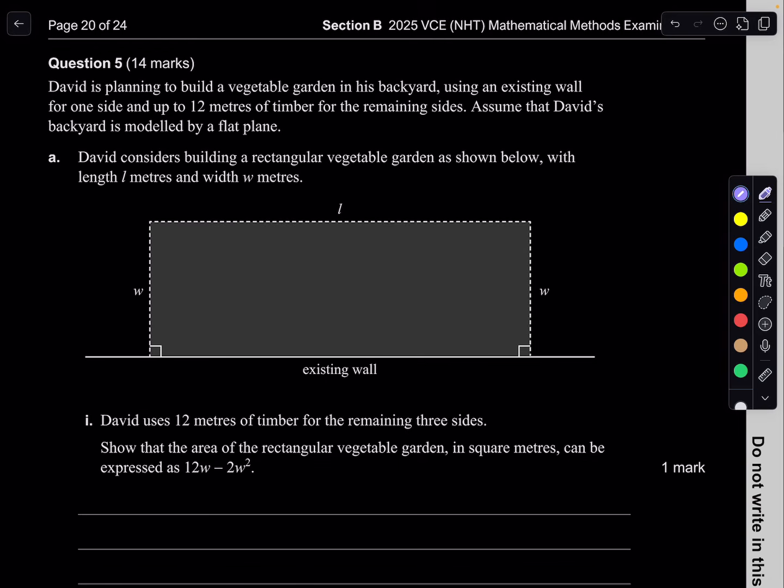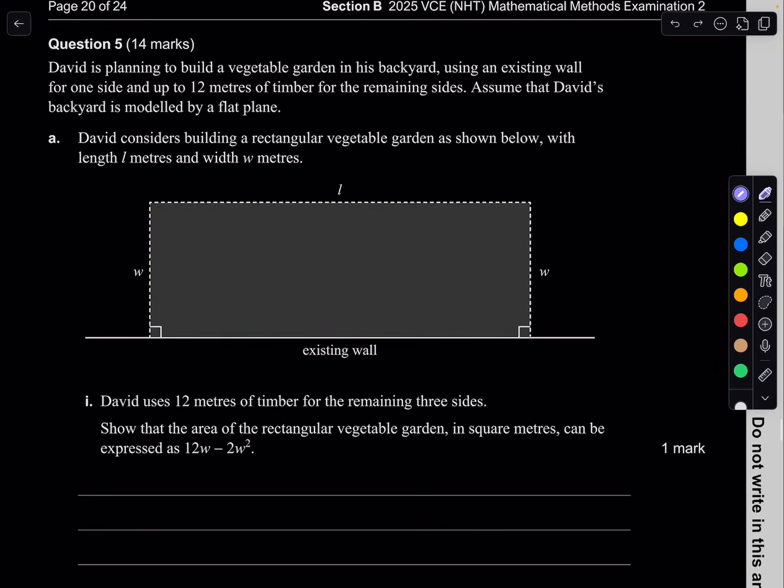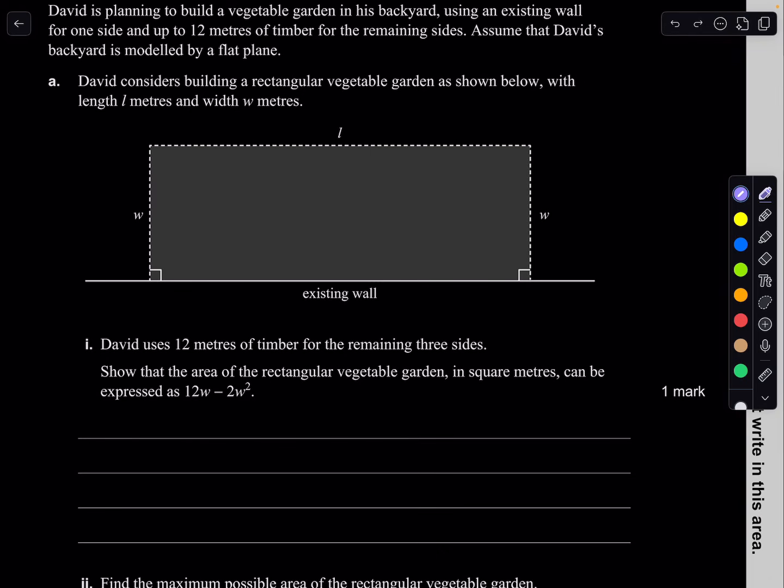So let's understand the scenario. Basically he has this existing wall here, and he has 12 meters of timber for these remaining sides. So this side, and this side. That makes sense, because that's a wall. He doesn't need to put anything on that side. David uses 12 meters of timber for the remaining 3 sides. Show that the area of the rectangular vegetable garden in square meters can be expressed as this.